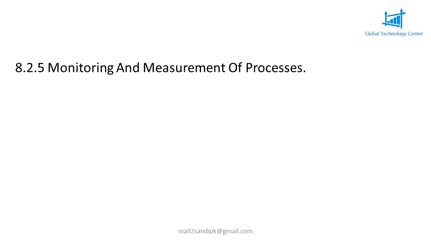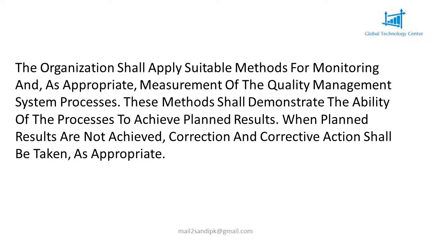Monitoring and measurement of processes. Find out whether processes achieve planned results. Establish suitable methods to monitor and measure each QMS process. Apply suitable methods to monitor and measure each QMS process. The organization shall apply suitable methods for monitoring and, as appropriate, measurement of the quality management system processes. These methods shall demonstrate the ability of the processes to achieve planned results. When planned results are not achieved, correction and corrective action shall be taken, as appropriate.